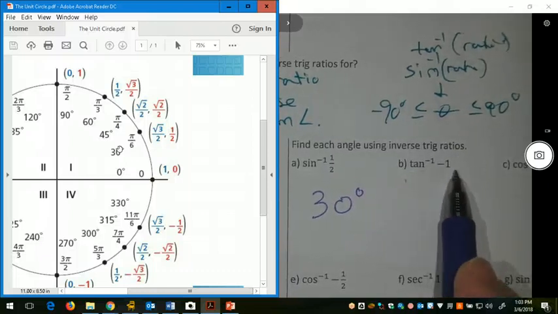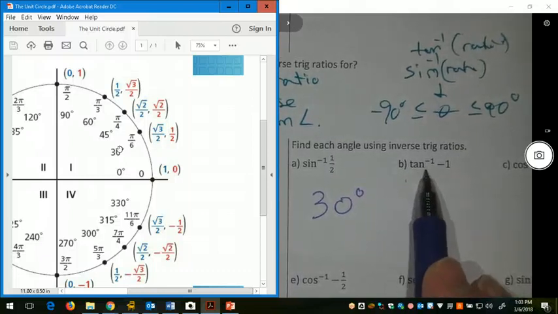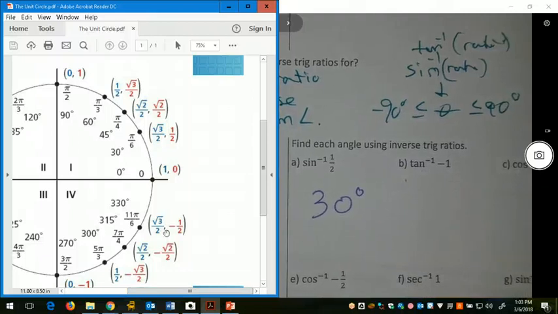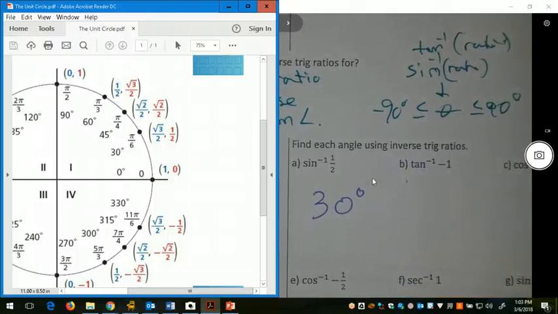What is tangent inverse of -1? Tangent inverse, again, I only want the right half of the unit circle. Well, where's tangent negative, in quadrant 1 or quadrant 2? I mean quadrant 4, quadrant 1 or 4? 4. Where is it going to be -1? Not 270. Tangent is y divided by x. Right here at 315, but can I write it as 315? How many degrees back is that? -45 degrees.